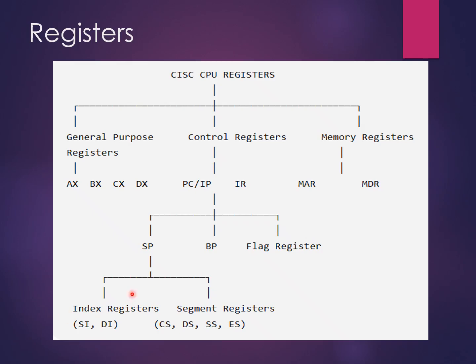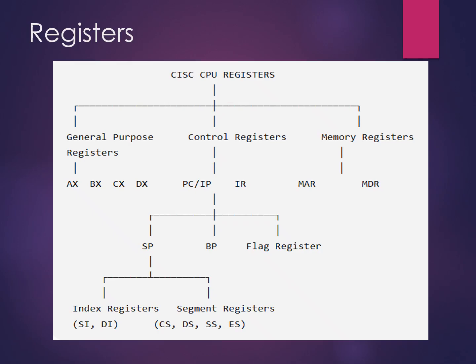Okay. And the registers are also divided into index registers and segment registers. The index registers have SI and DI, and the segment registers are CS, DS, SS, ES. These are other types of registers which are used to store the instructions, data and memory addresses. So these are the registers.